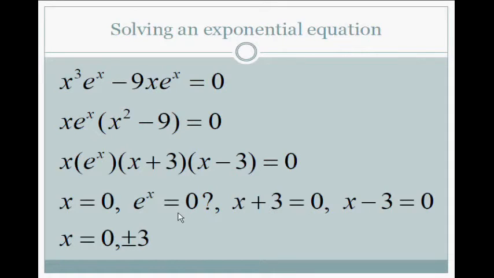But think about what we talked about. If e to the x is 0, that would mean that it crosses the x-axis. And yet our traditional function, just our basic e to the x function, in fact any regular exponential function, does not cross the x-axis at all. So in fact there is no solution from e to the x equals 0. So we don't have to worry about that. So our final answer was just 0 and plus or minus 3.